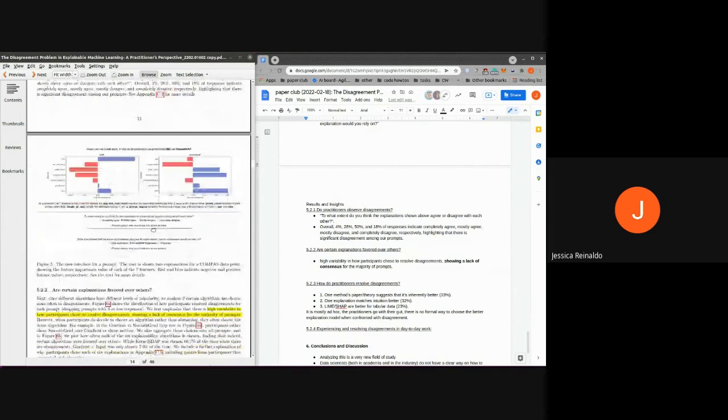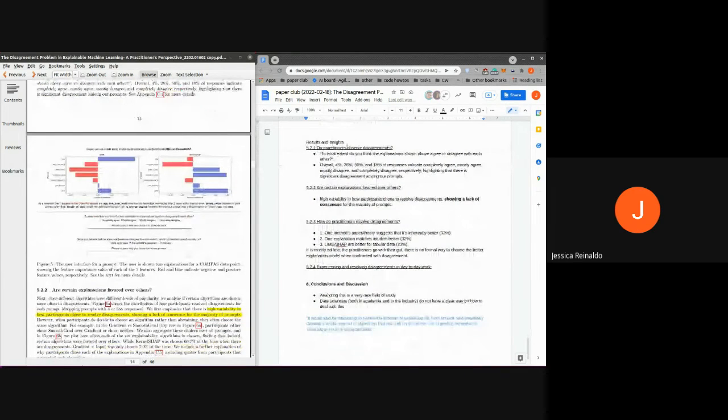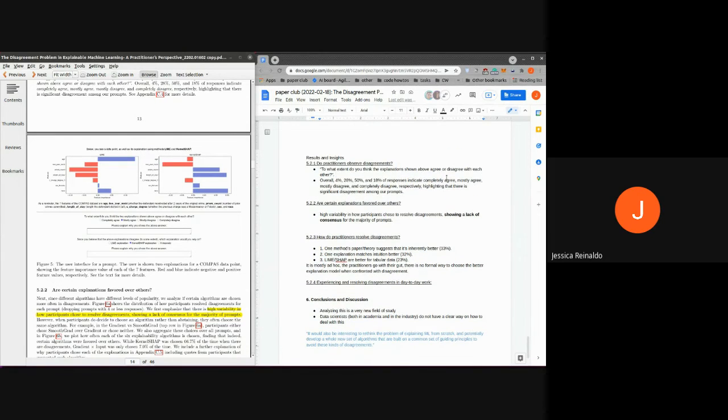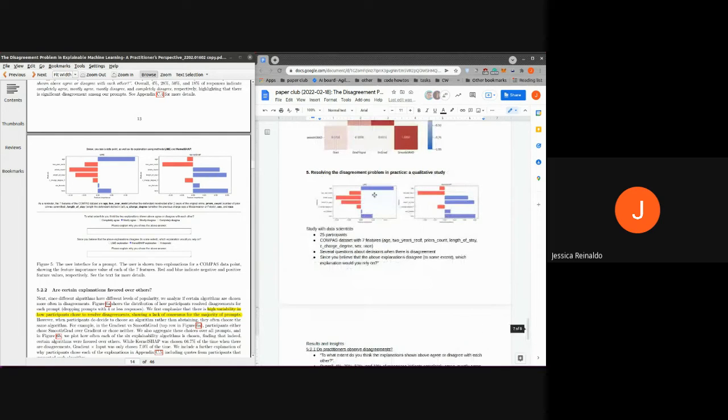So here they ask if they think that the explanations agree or disagree with each other, to see if they can define what a disagreement is. And the respondents were leaning more towards the explanations disagreeing with each other. We're talking about this explanation here.